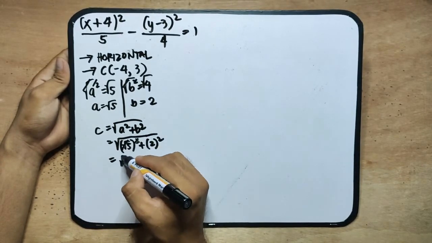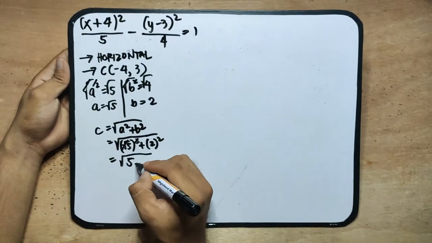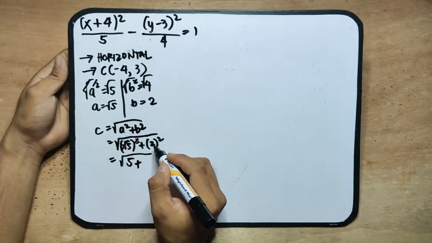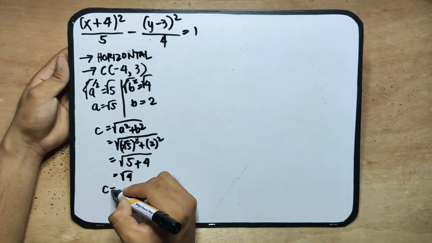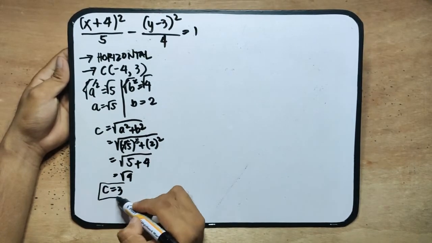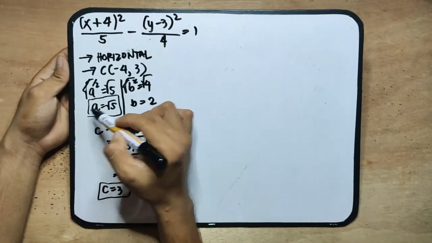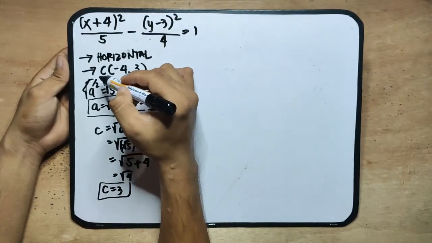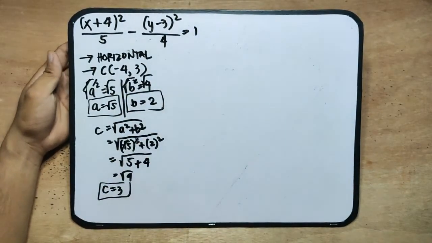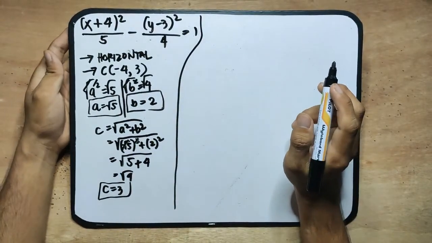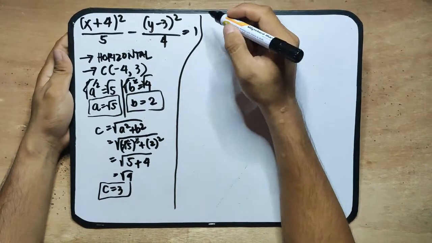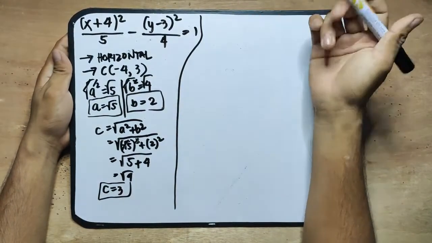Matatanggal na to. So square root of 5 squared is 5 and 2 squared is 4. So we have square root of 9, or the value of c is 3. Meron na tayong essential information ni a, b, c at ng ating center h and k. We can now give the coordinates of the foci, the vertices, and asymptotes.